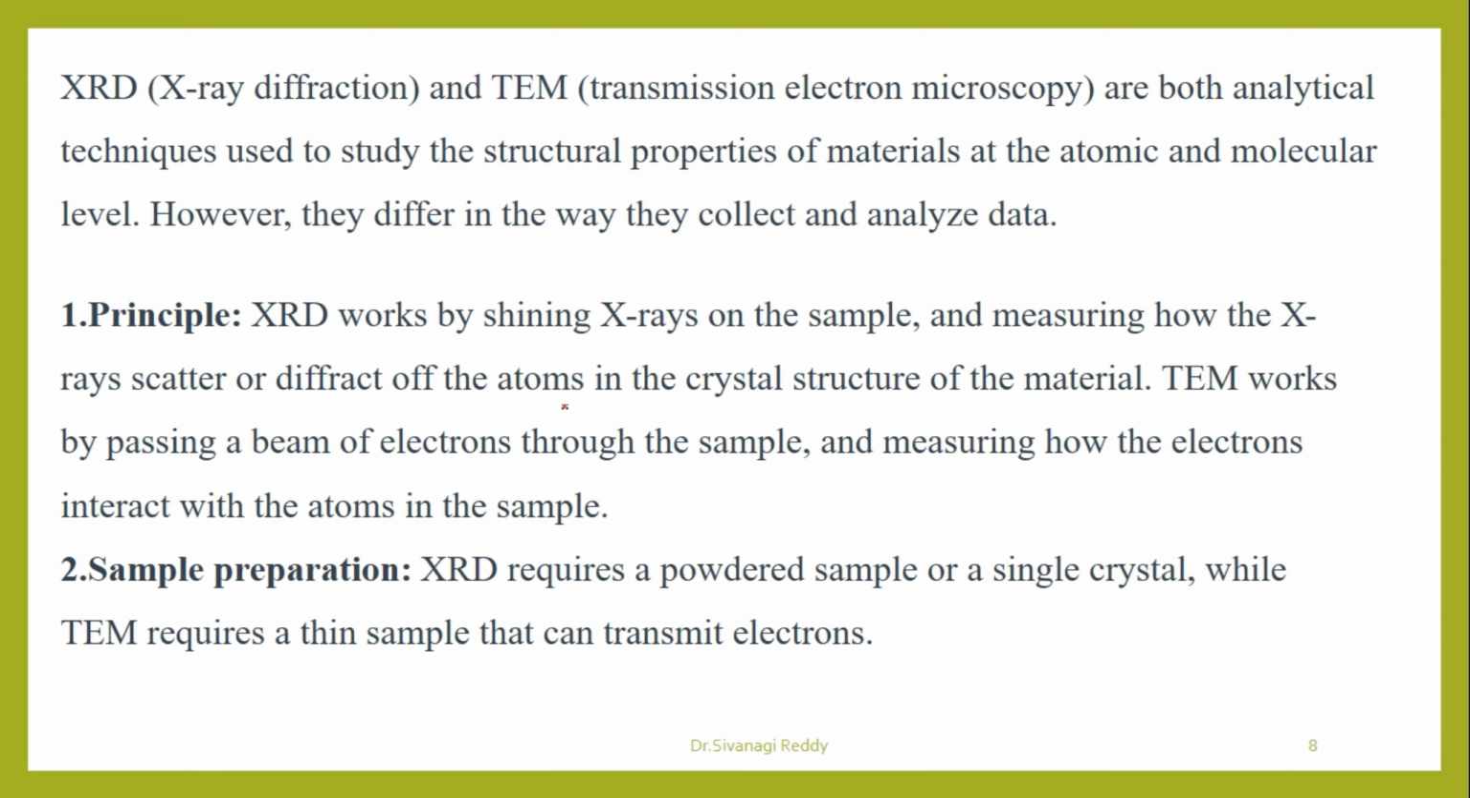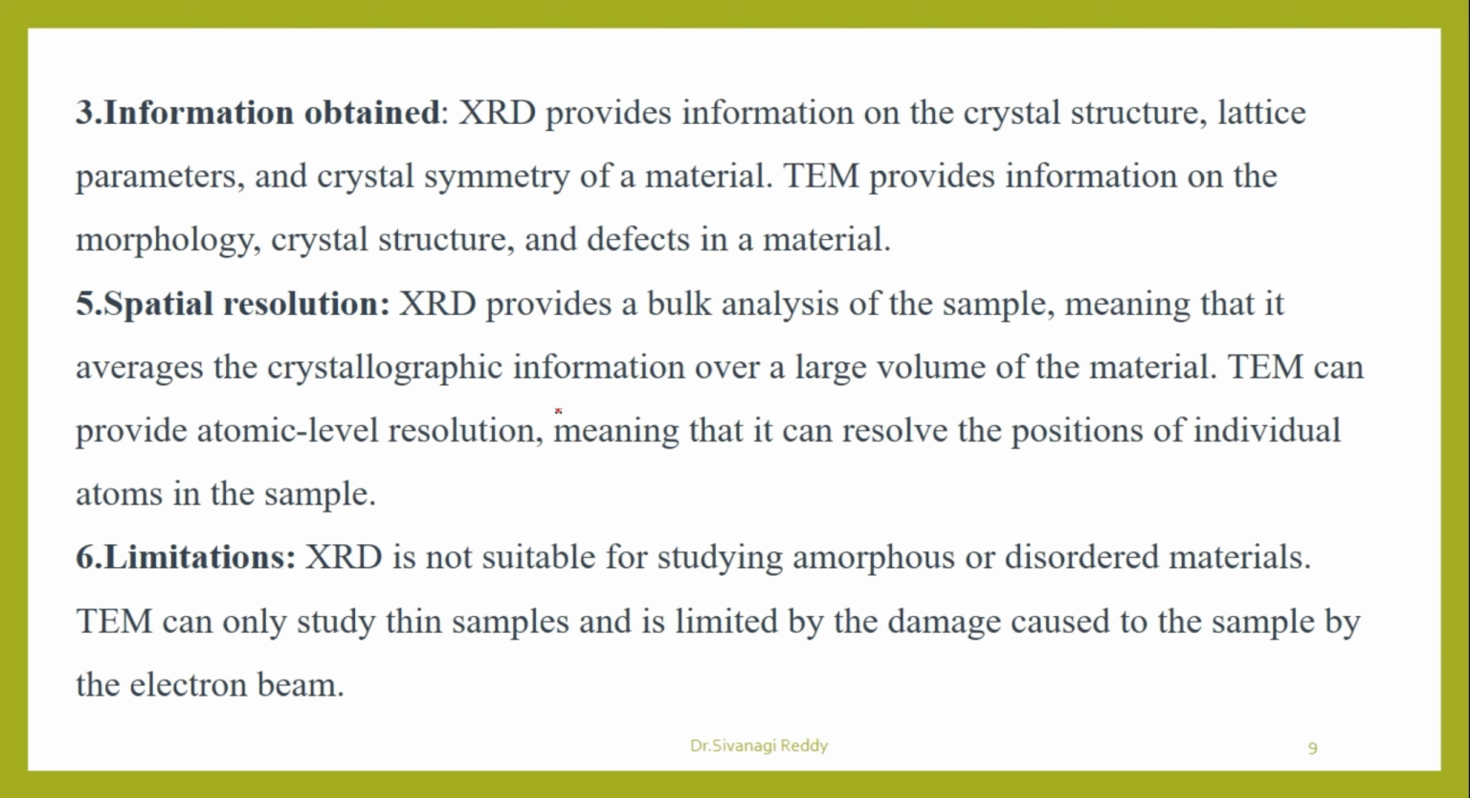Next, coming to sample preparation. XRD requires a powder sample or single crystals, so sample preparation is very simple, but TEM requires thin samples that can transmit electrons, so sample preparation is a huge process in the case of TEM. Then the information we get from XRD is crystal structure, lattice parameters and crystal symmetry. TEM will provide information on morphology, crystal structure and defects in the materials. Coming to resolution, it is comparatively less for XRD, and for TEM it is atomic level resolution.